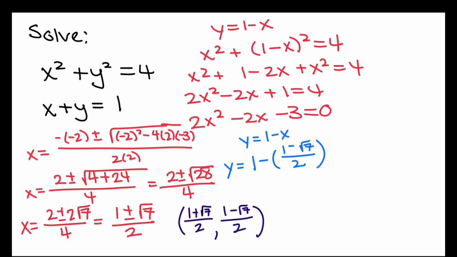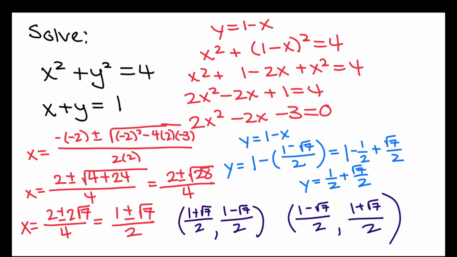If I plug in my other solution, when x is 1 minus root 7 over 2, y will be 1 minus a half, and then minus a minus becomes plus root 7 over 2. Combine like terms, y is 1 half plus root 7 over 2. And so my other solution would be 1 minus root 7 over 2 for x, 1 plus root 7 over 2 for y. And so those are my two solutions.